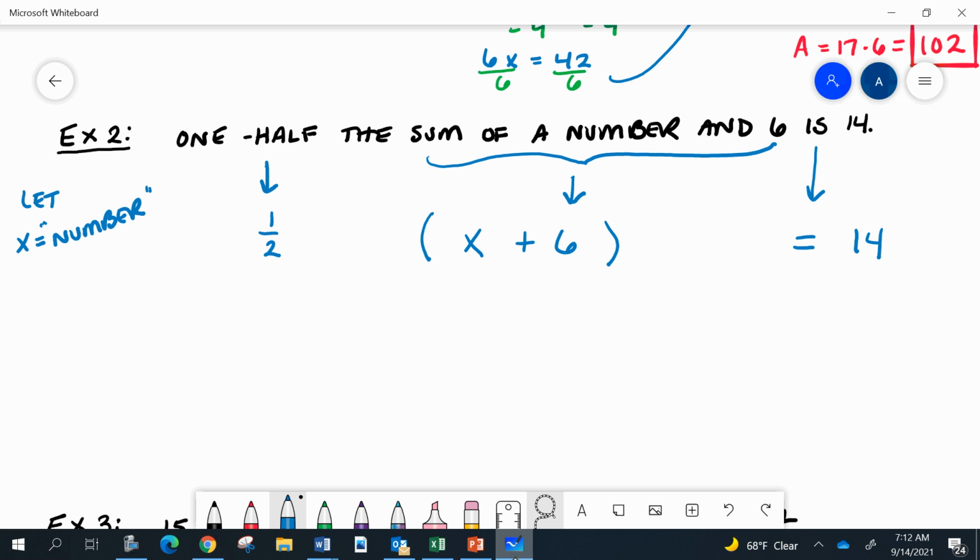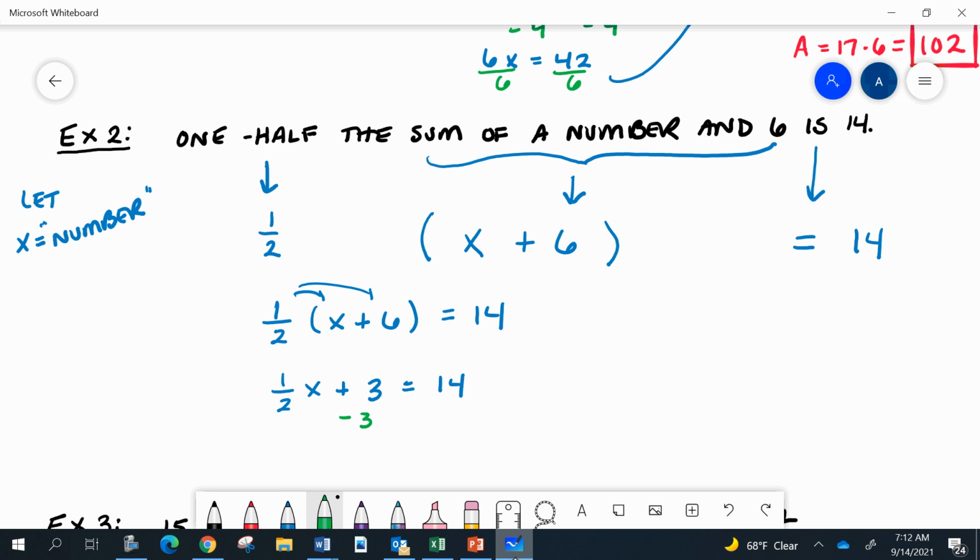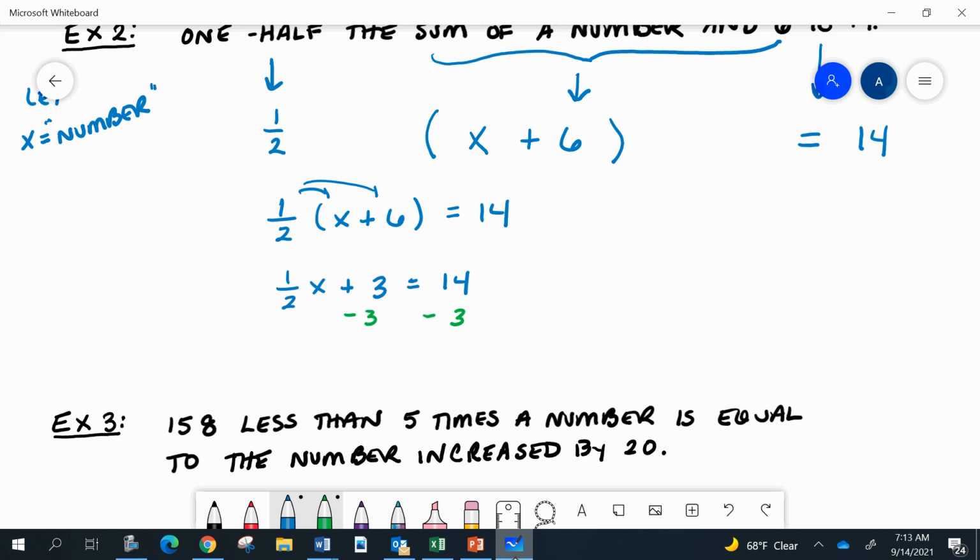All right, so let's write this a little bit better. This equation is going to be one half the sum of x plus 6 in a parenthesis is equal to 14. Okay? If you want, you can go ahead and distribute the one half, and we're going to get one half x. 6 times a half is 3, and that's going to equal 14. Okay? So we just keep solving it, and I'm going to subtract 3 from both sides, and we see that we have one half x is equal to 11.